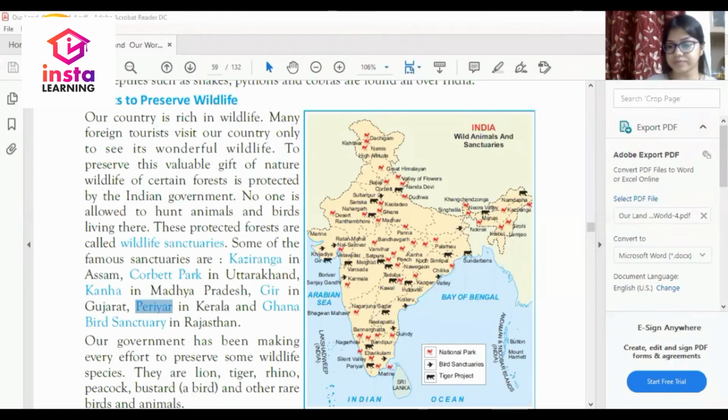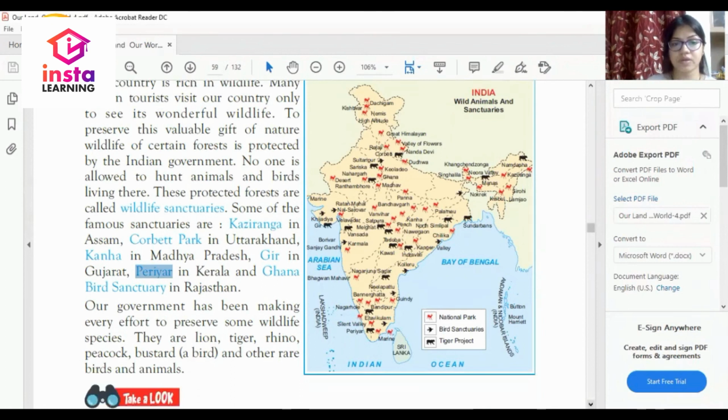Very first, Kaziranga in Assam. This is very important. Where is the Kaziranga sanctuary located? It is in Assam. Where is Corbett National Park? It is in Uttarakhand. This is again very important. Where is Kanha National Park? This is in Madhya Pradesh. Where is Gir, which we have already discussed? It is in Gujarat.